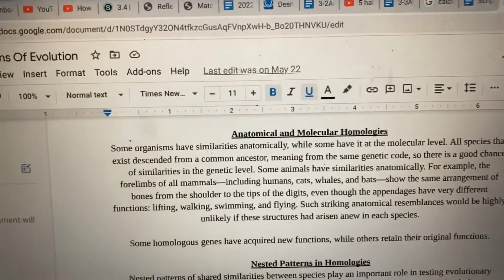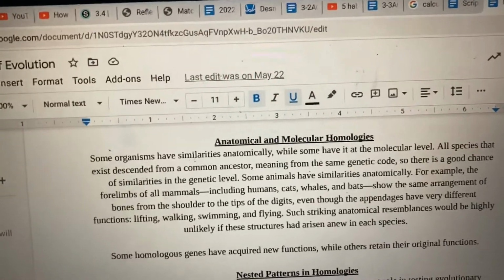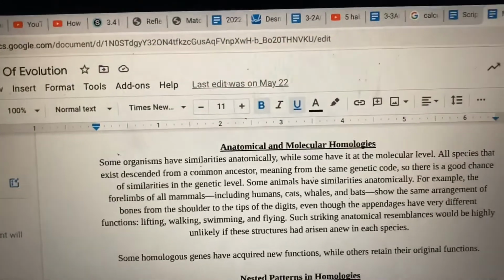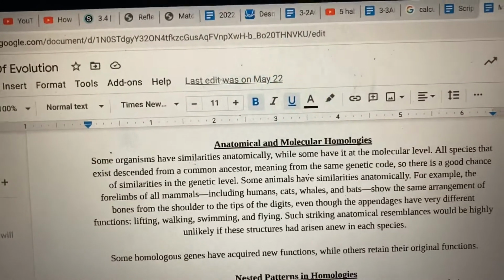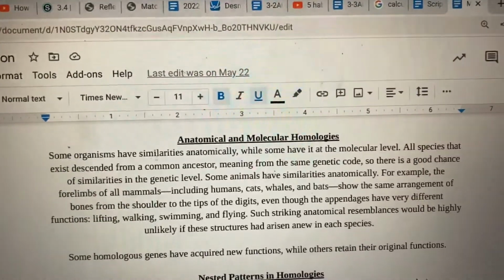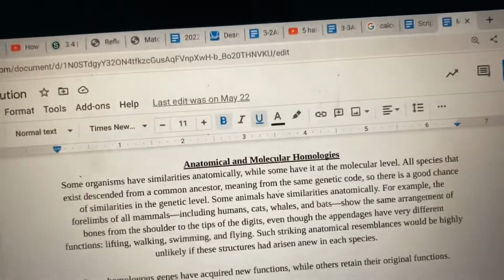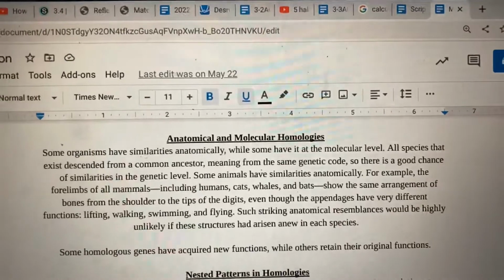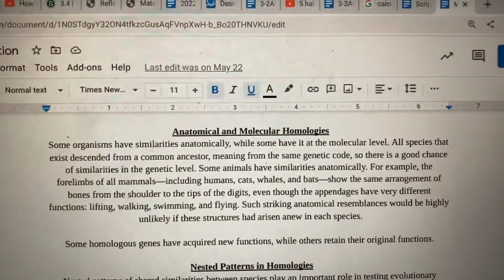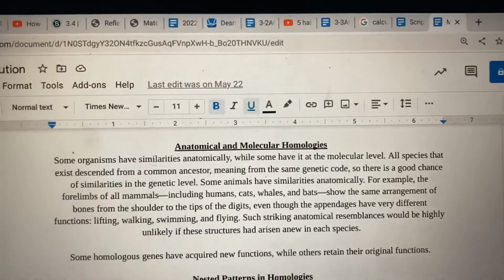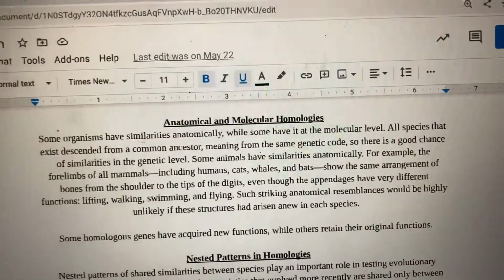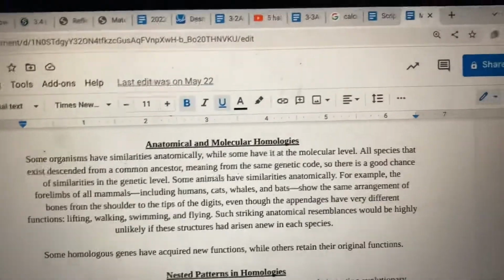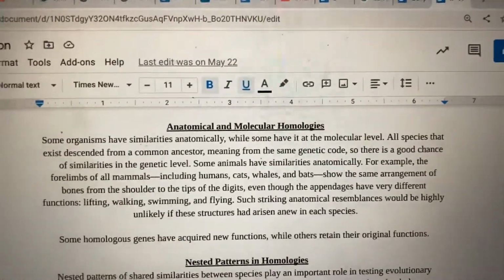So, talking about homologies, you have similarities at the anatomical and molecular level. Some organisms have similarities anatomically. The example that I just showed you is an example of anatomical homology, while some have it at the molecular level. All species have descended from a common ancestor, meaning from the same genetic code. So they all would have similarities at the genetic level, and that would make up their molecular similarity. In the example I just showed you, they all have the same arrangement of bones, but they're all used for different functions, which explains the anatomical homology.